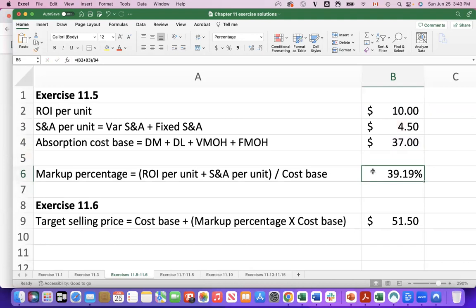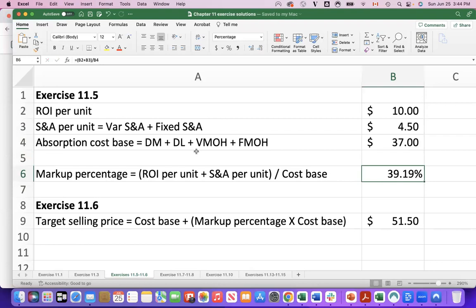39.19%, so roughly 39%. That's how much we have to mark up the cost base, in this case, the absorption cost base, in order to cover not only our selling and administrative expenses, but then to cover that desired return on investment per unit of $10. So for exercise 11.5, our answer would be 39.19%.